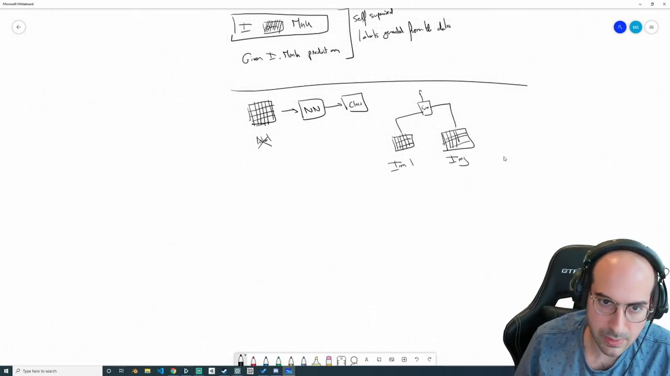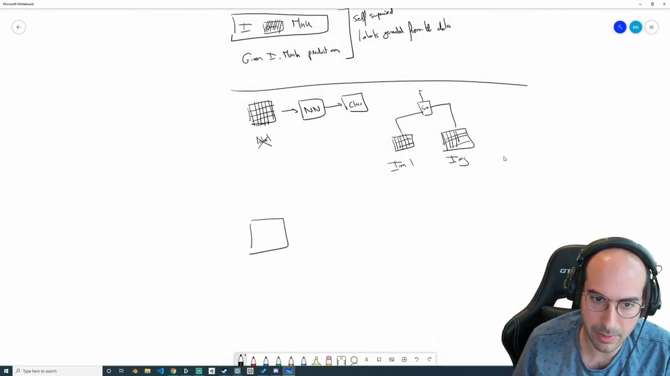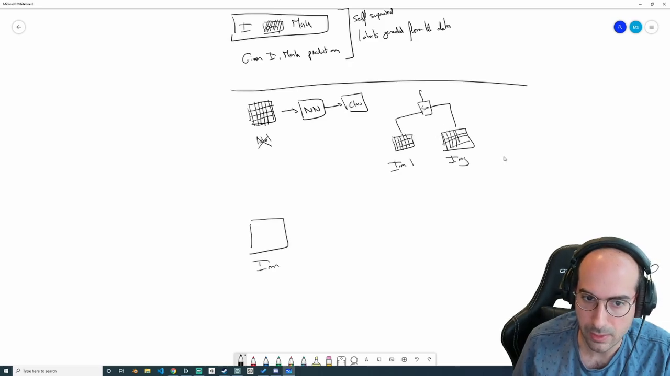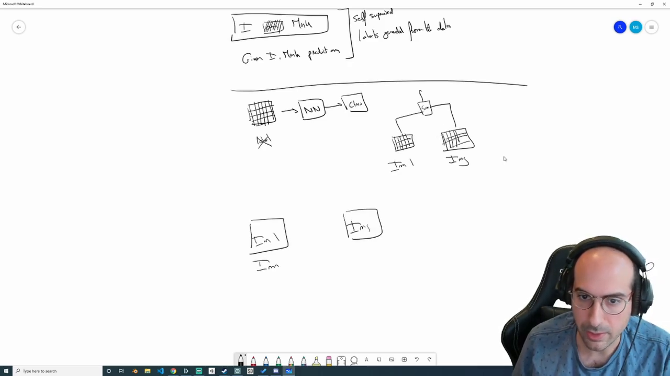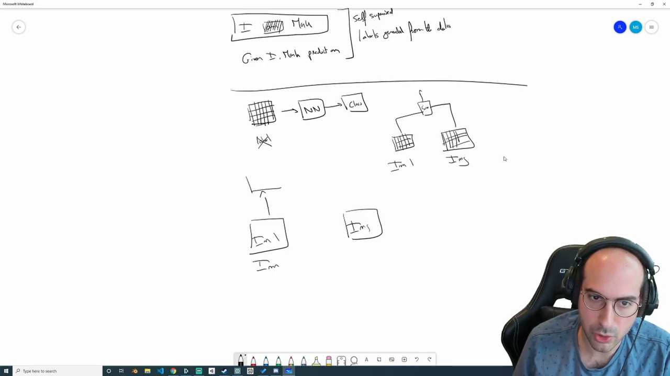The way we're going to do this is, you can imagine you have some image, like I said before. Let's say this is image one, and this is image two. We're going to learn some sort of compressed representation for each image. Let's call this rep one, and this is rep two. And then we're going to ask basically, are these two things the same or not?